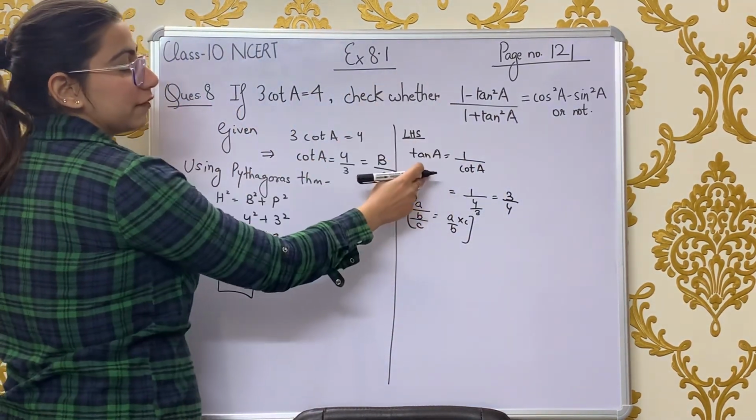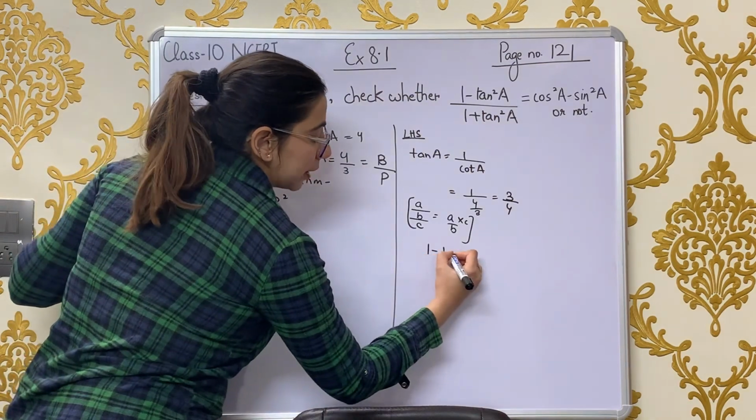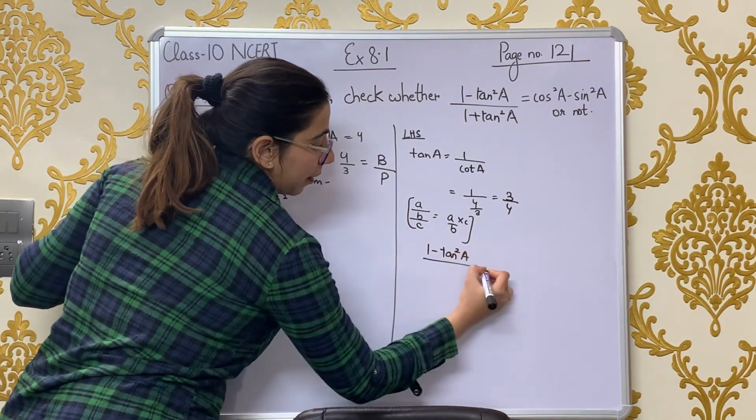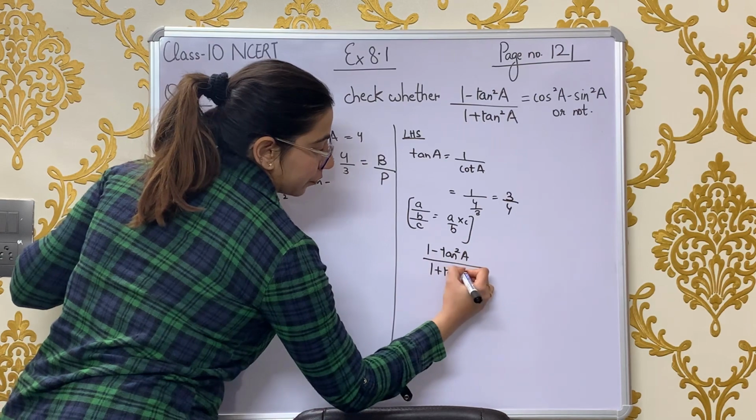Okay. So let's put the value of tan A in the LHS. We have 1 minus tan square A upon 1 plus tan square A.